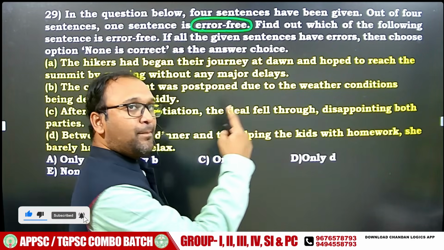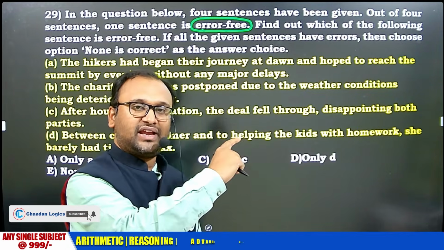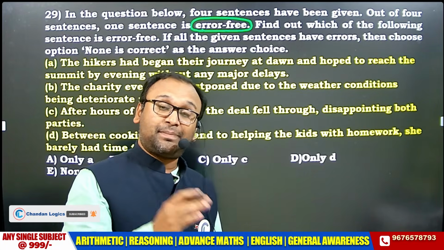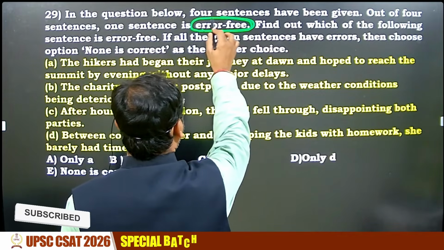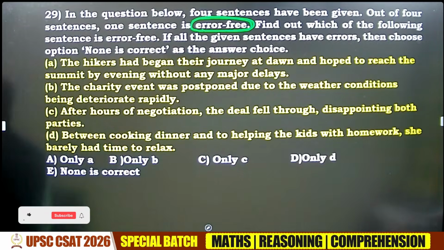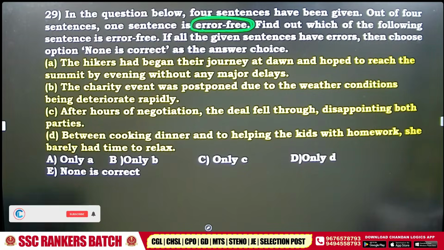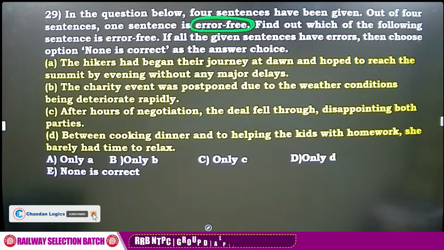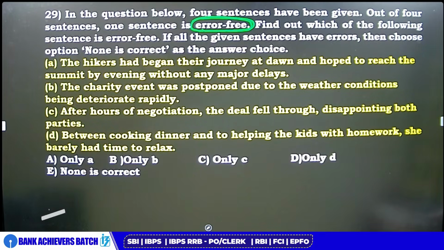Vishnu, see the importance of reading the instruction. Imagine if we hadn't read the instruction, things would have been worse. In the previous questions, we found the wrong sentence. But now we must find the error-free, which means the correct sentence. So, how much time do you need? I will wait only 30 seconds. I can't give you all day. Yes, make it fast, guys. Which sentence is correct?